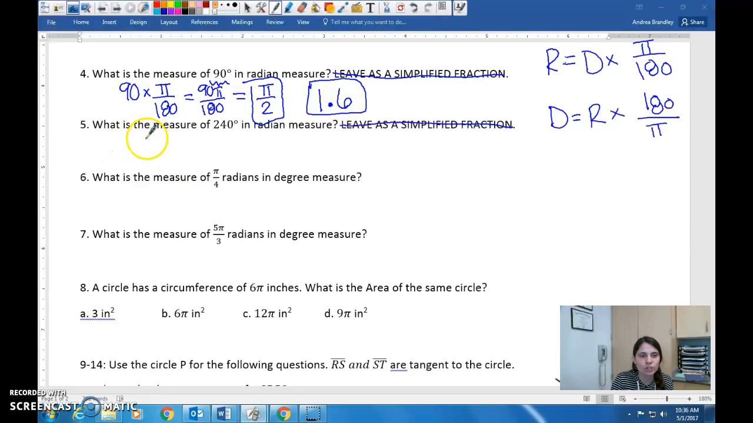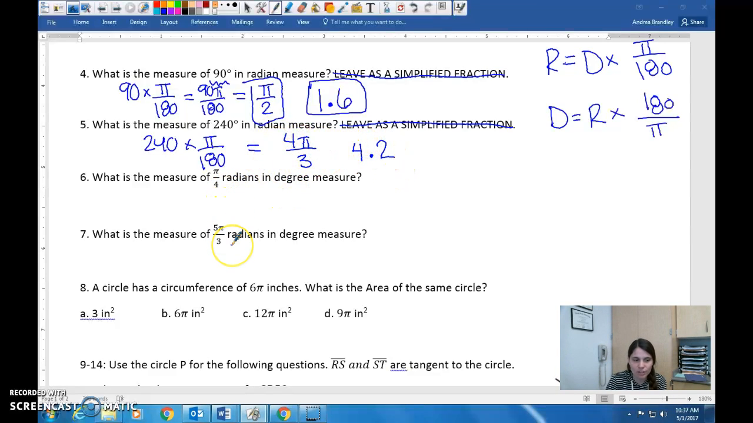Number 5 is just the same as number 4. So I have 240 times pi over 180, which simplifies to, let's see, 4 pi over 3, or in decimal form, I have 4.2. So again, either of these answers are fine.